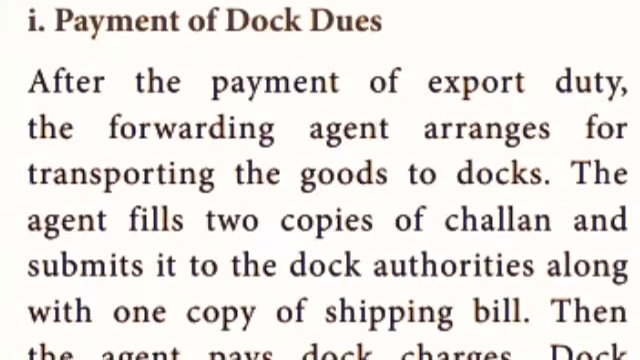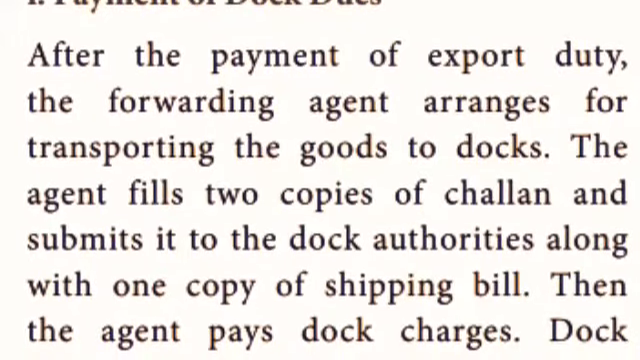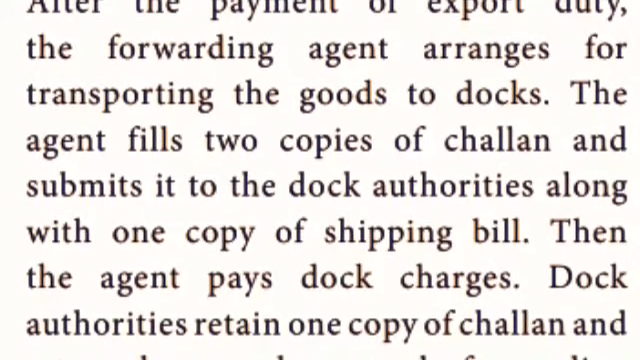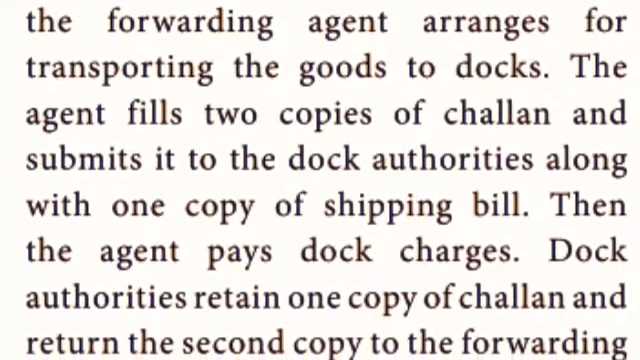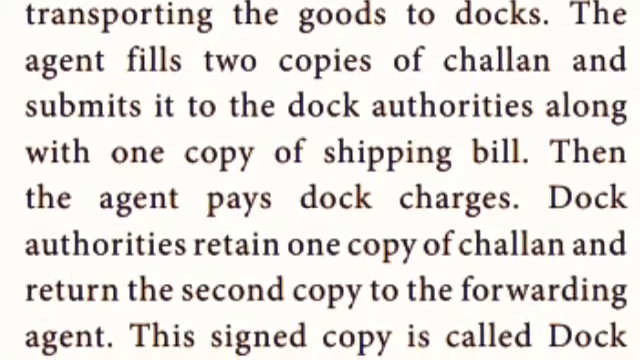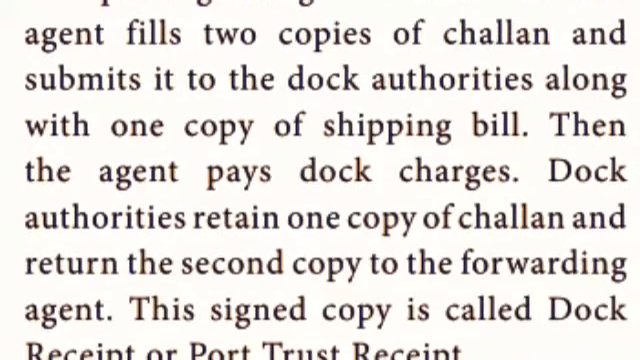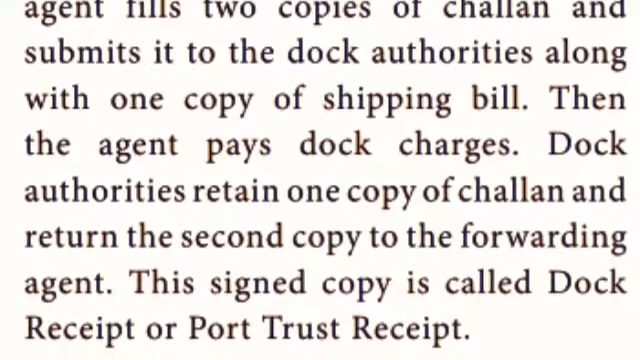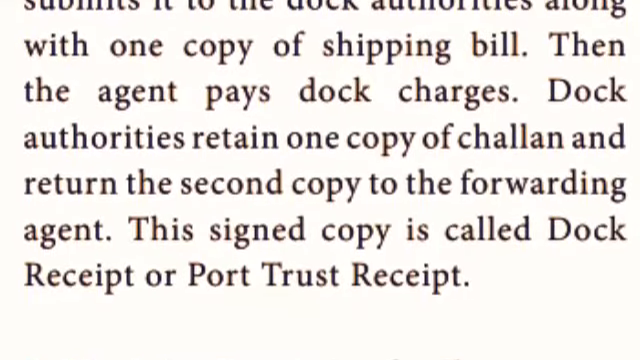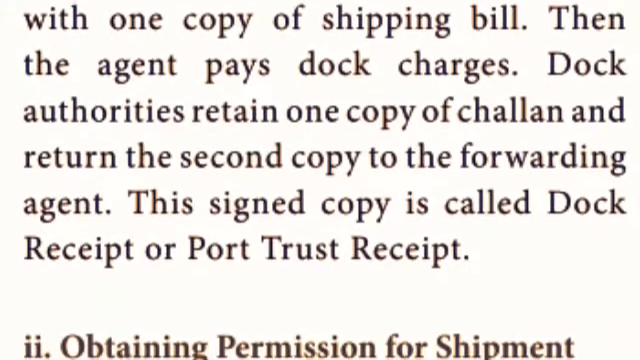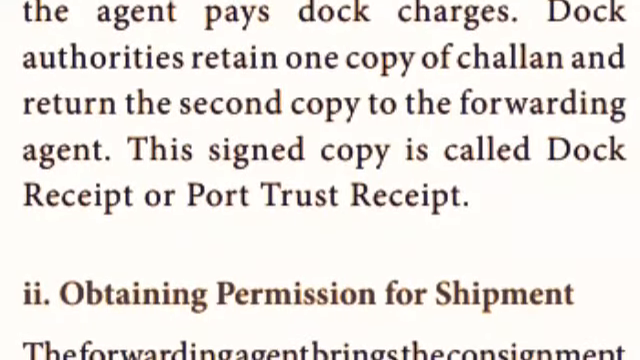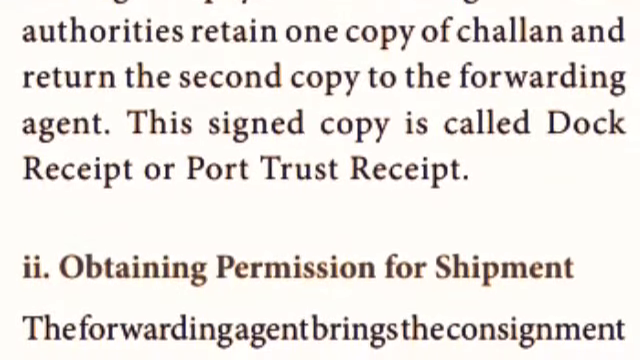Next one, payment of dock dues. After the payment of export duty, the forwarding agent arranges for transporting the goods to the docks. The agent fills 2 copies of the challan and submits them to the dock authorities along with 1 copy of the shipping bill. Then the agent pays the dock charges. The dock authorities retain 1 copy of the challan and return the second copy to the forwarding agent. The signed copy is called the dock receipt and port trust receipt. See here, this is the format of the receipt. Okay. Obtaining the permission for shipment.